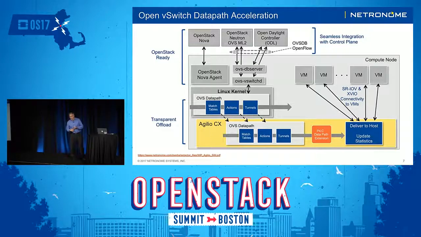And then we can deliver things directly up to the virtual machine. Now notice though, it matches exactly what your Linux kernel would see, which is your match tables, your actions, and your tunnels. We take the information from the kernel gets updated via OpenStack, via OpenFlow. It drives the rules down into the match tables.